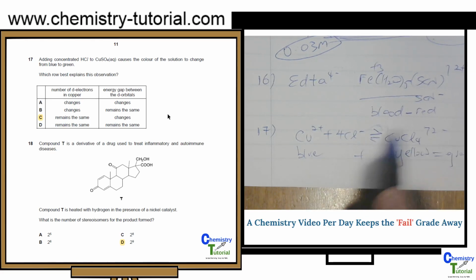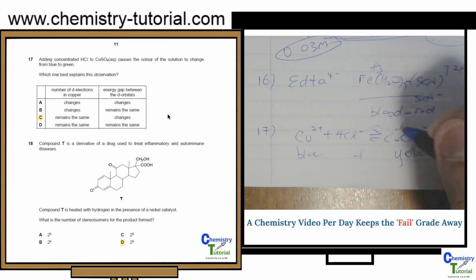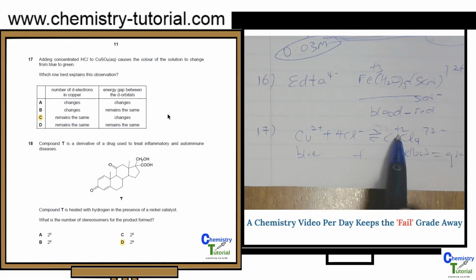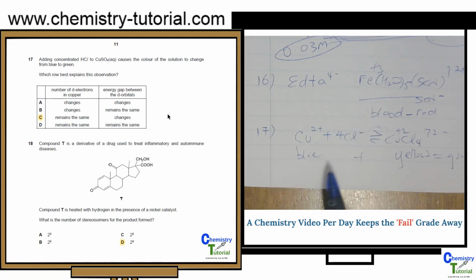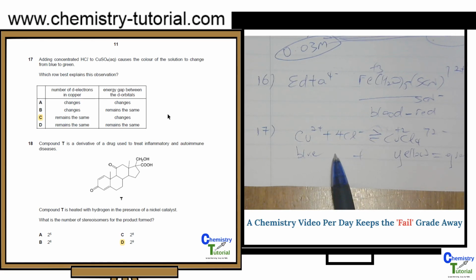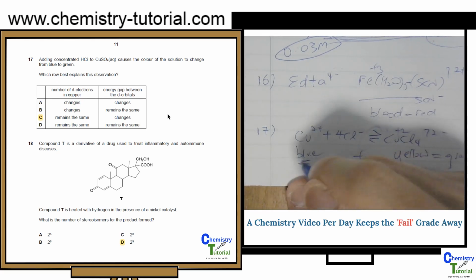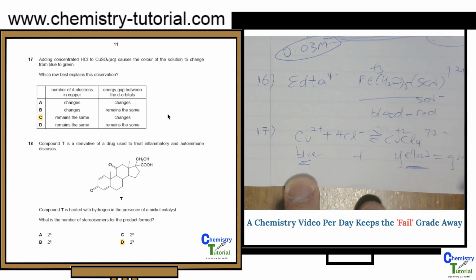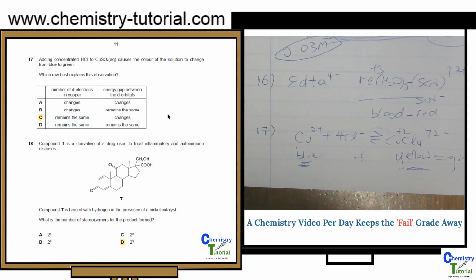Over here, this complex ion is yellow in color. So this is also 2 plus. So there's no change in oxidation state. If there's no change in oxidation state, that means there is no change in the number of d electrons in copper. So A and B are out. So you can only consider options C and D. However, the energy gap between d orbitals must change, because from blue to yellow there's a change in color. If there's a change in color, definitely the energy gap must have differed, based on the concept known as d-d transition, because most transition metal compounds are colored due to the d-d transition mechanism. Hence, the answer for question 17 is C.